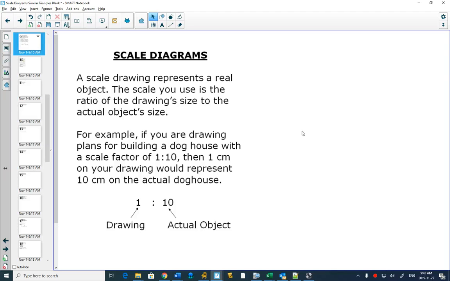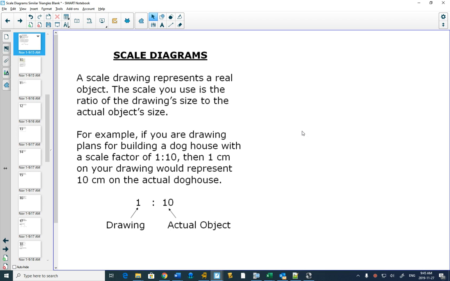So a scale diagram represents a real object. Usually when you see a scale diagram in a book, it makes it smaller. Usually it's a reduction. Okay? So here's an example. You're drawing plans to build a doghouse.